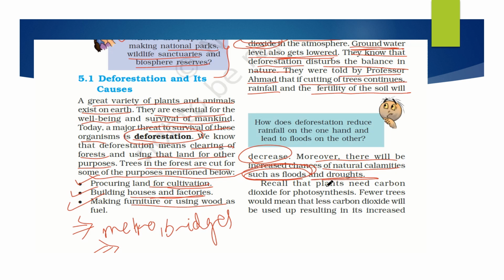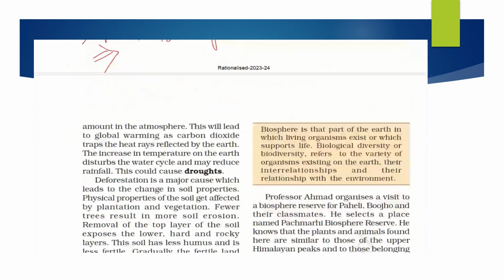Just recall that plants need carbon dioxide. Just now I told you that this carbon dioxide is being absorbed by the plants for photosynthesis. Now fewer trees would mean that less carbon dioxide will be used up, resulting in an increased amount of carbon dioxide in the atmosphere. So the trees are absorbing less carbon dioxide, so the amount of carbon dioxide in the atmosphere will always be more, and this will lead to global warming as carbon dioxide traps the heat rays reflected by the earth. Carbon dioxide is one of the main gases causing global warming.